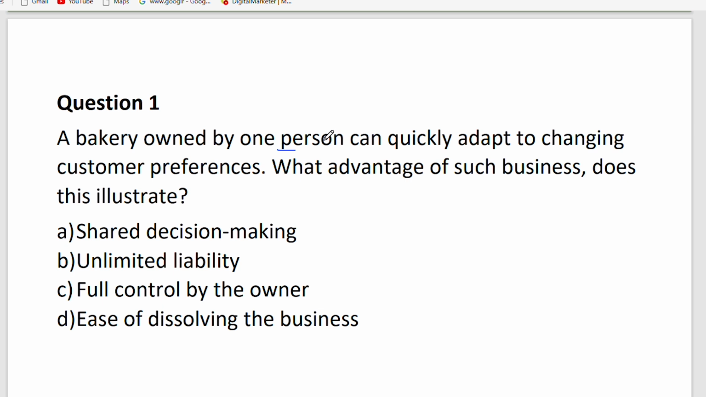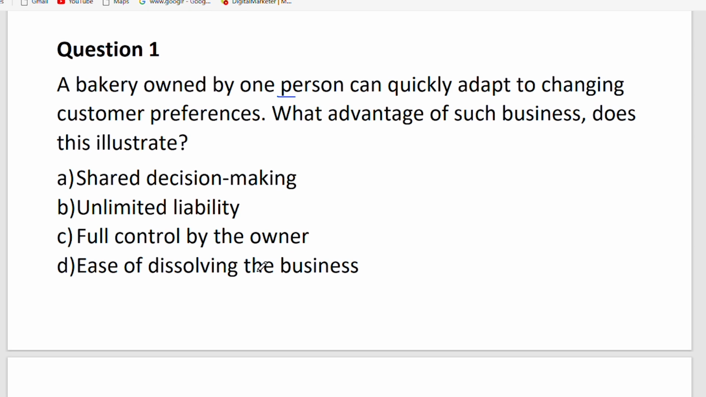First of all, it's a sole proprietor, right? So is it shared? They're not sharing anything. Shared decision making? Nope. Unlimited liability? Come on, sole proprietor? Very much unlimited. Full control by the owner, easy to dissolve, ease of dissolving the business. The advantage here is full control by the owner.